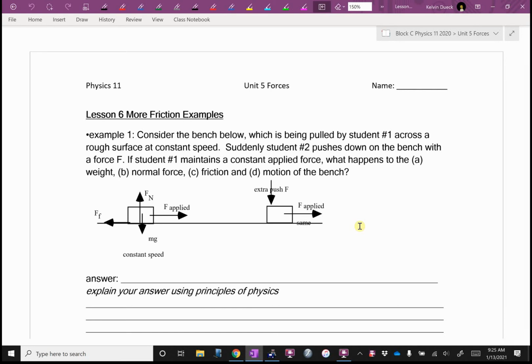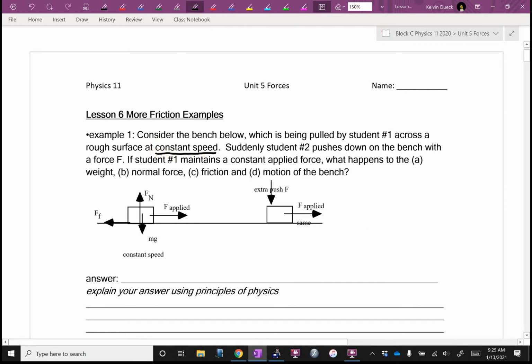It's a thought puzzle. Consider the bench below. You know what? How about those benches in the gym that you sometimes have to slide across to move them out of the way, those big wooden benches? How many of you have ever slid one of those or moved one of those? Most? Okay. So let's pick on Rachel. Rachel, you're sliding the bench across the gym at a constant speed. So Rachel is student number 1.